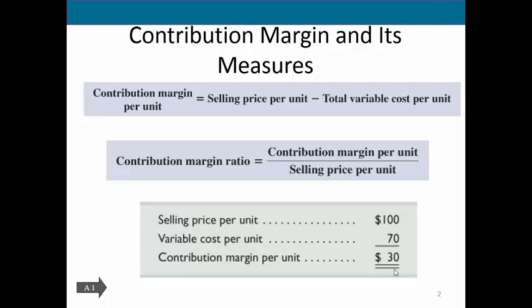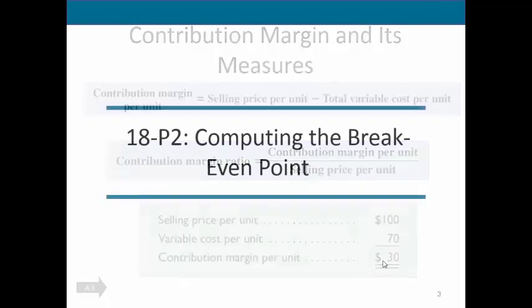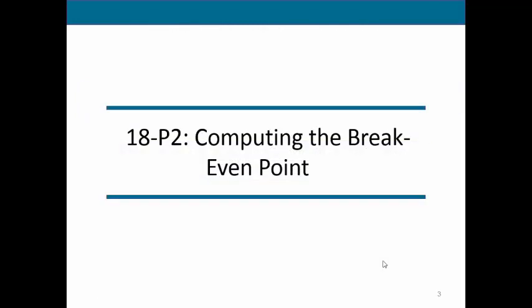So there are two ways that this could go. This $30 could be 100% profit, or if we have fixed costs, we will first cover those fixed costs, and then any excess goes to our profit. So we can use this to begin to calculate a break-even point.